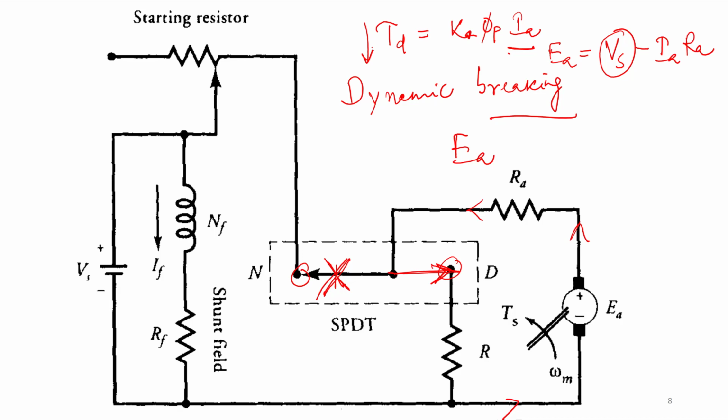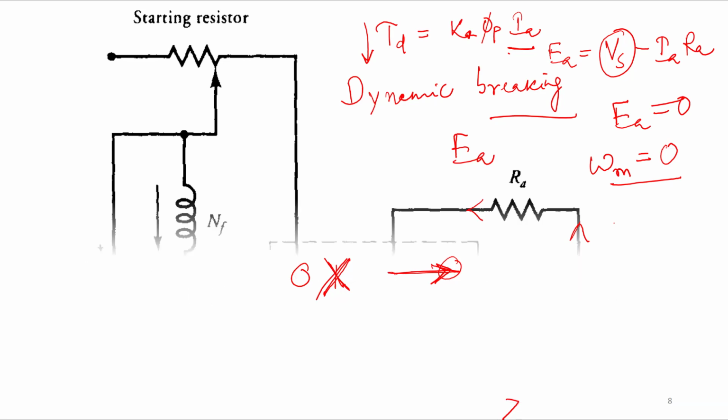Because there is no external supply, your motor will slow down, and at omega m equal to 0, what will happen? Your EA will become 0, right? At omega m equal to 0, there is no scope for further movement of the motor. So the motor will stop moving, right? Okay, so this is your dynamic braking.